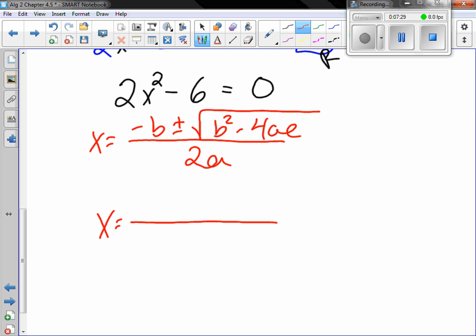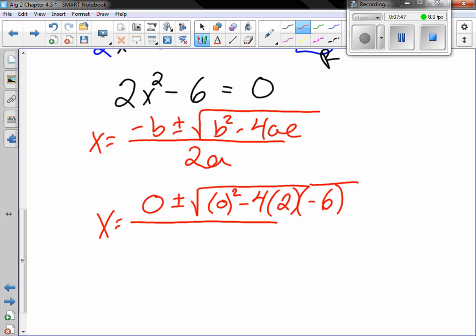Looking at this here, what is the value of b? 0, because we don't have an x to the first, so the value of b is 0. So here we just have 0, plus or minus the square root of 0 squared minus 4, a in this case is 2, and c would be negative 6. Over 2a, well, 2 times 2 is 4.